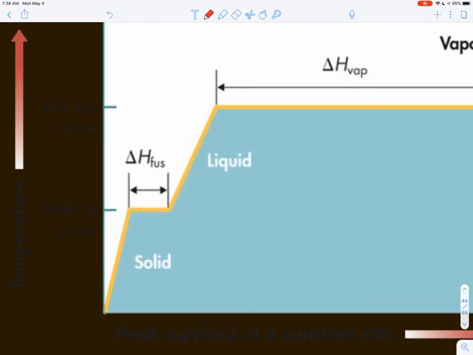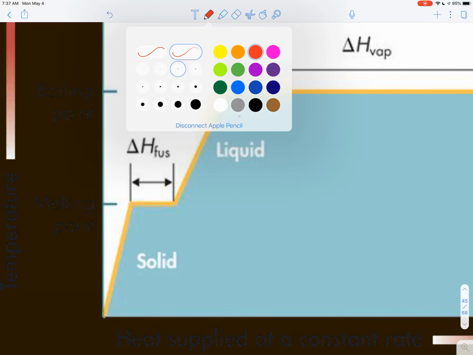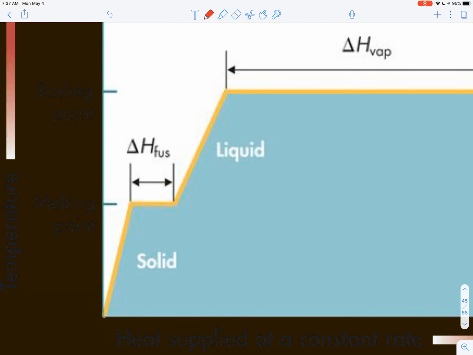So I'm going to zoom in on this, okay? So let's say that we're looking to cause this temperature change. I'm going to try to make it the same for the ice section and the water section. Okay, so we're changing the temperature this much. So let's look at how much heat would be required to do that.